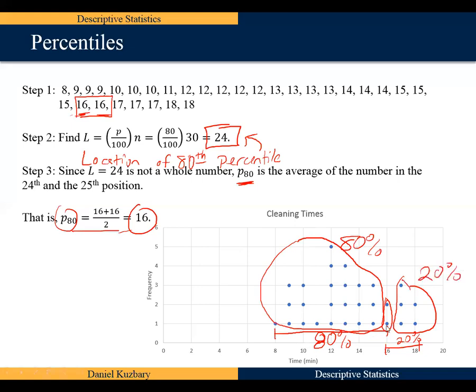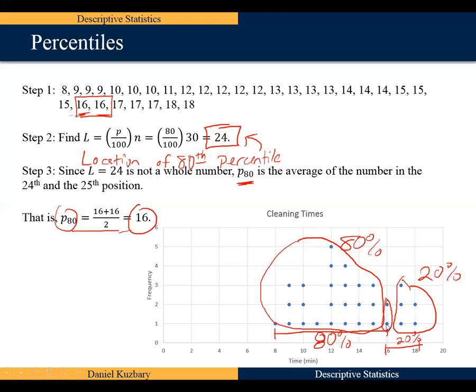So when I say the 16 is the 80th percentile, I'm saying that 80% of the people have cleaned less than this person, or faster than this person. 20% of the people have cleaned slower than this person, these 5 people.